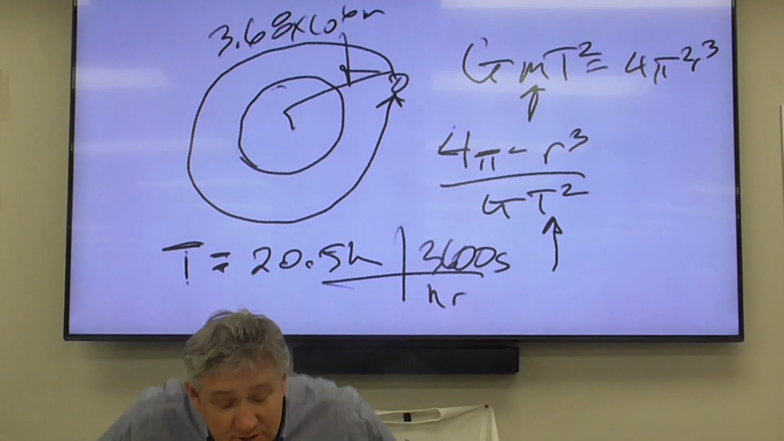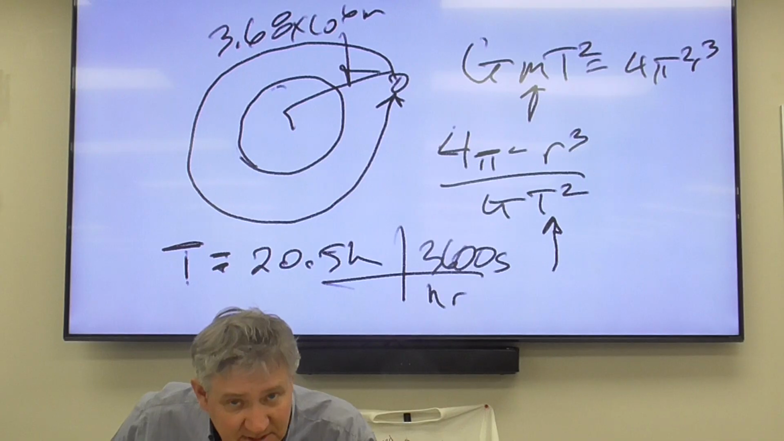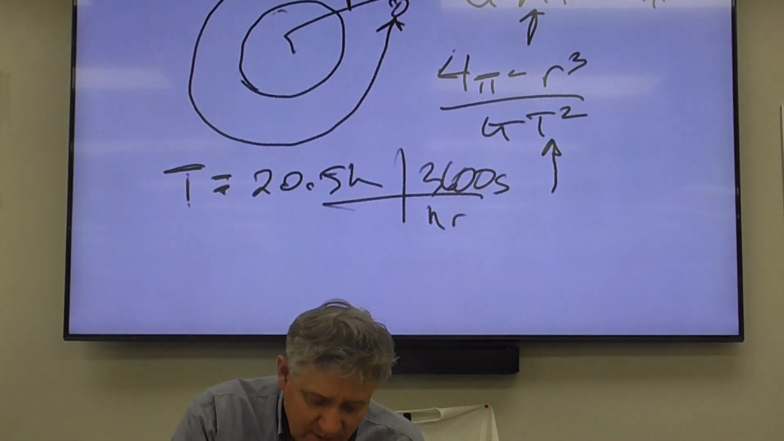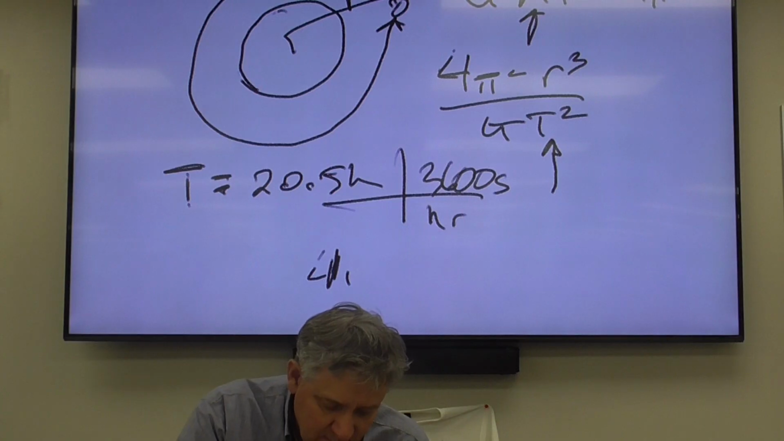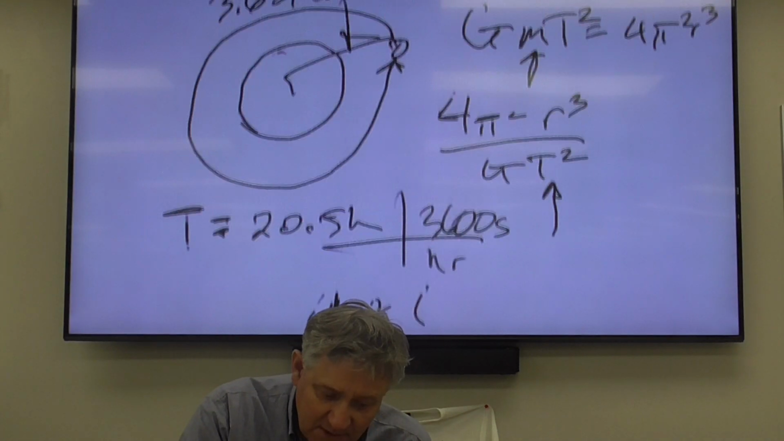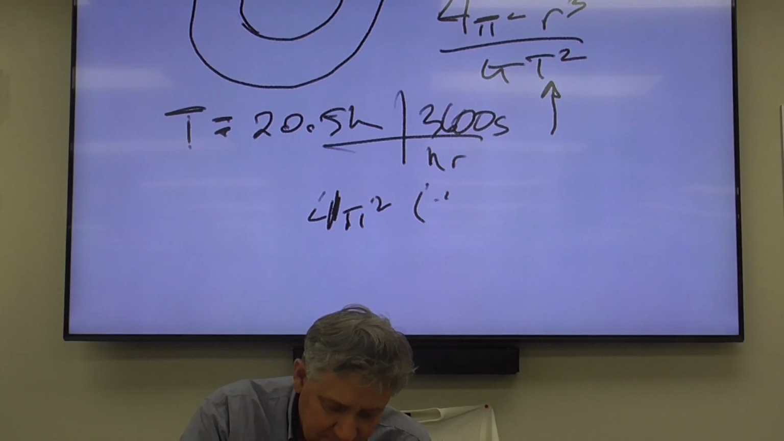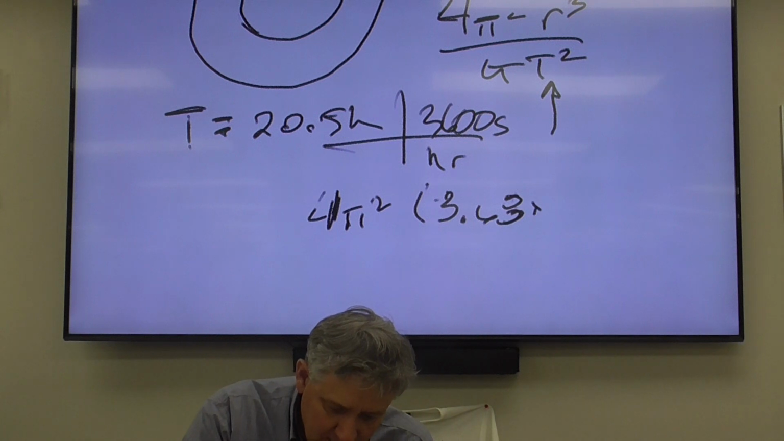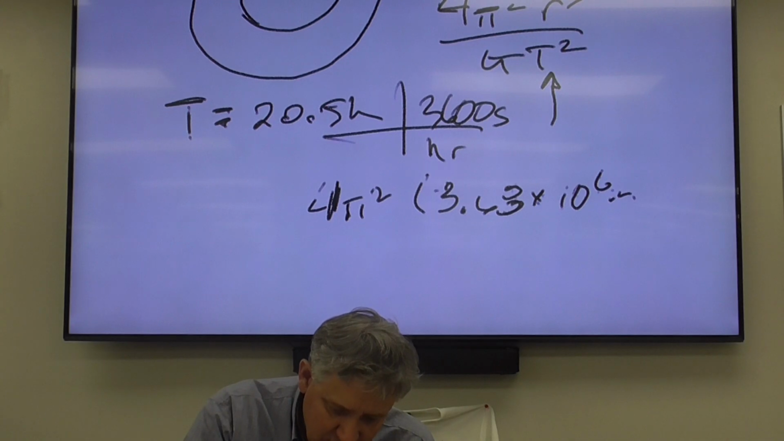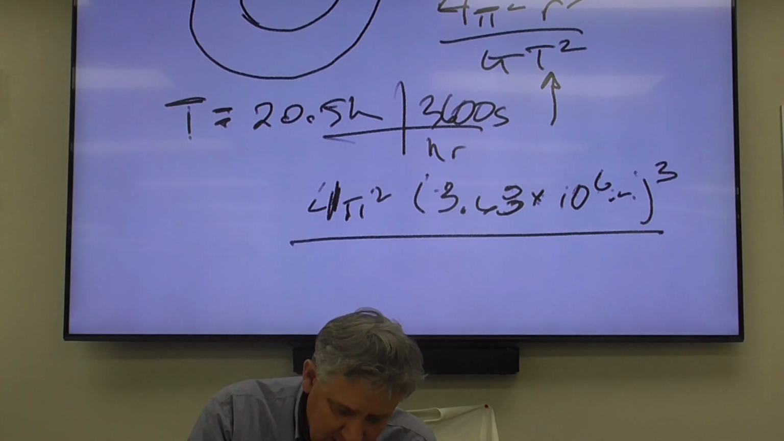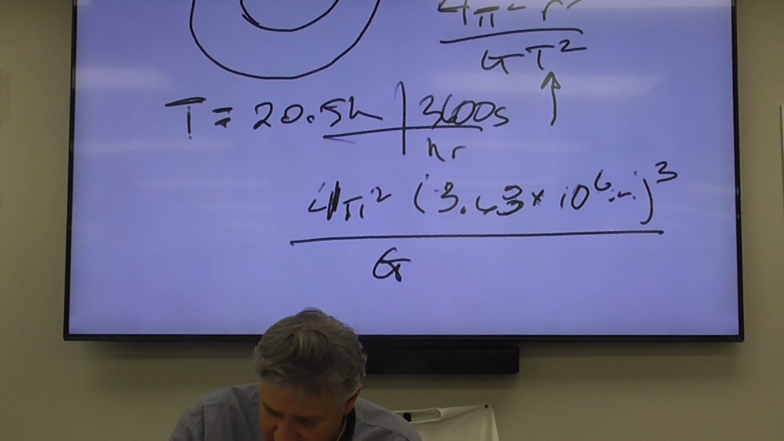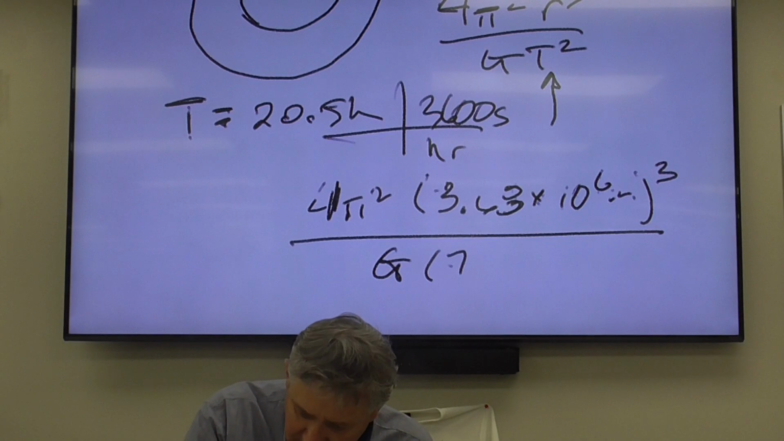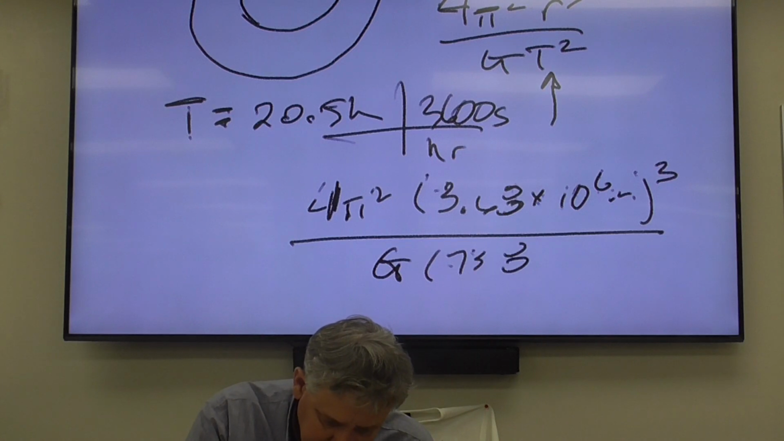When you do this conversion, do not round this number. You keep all of those digits in the seconds. So you're going to have 4 pi squared. You don't have to do anything with the radius. You play that straight up. 3.68 times 10 to the 6th meters, and that's going to get cubed, divided by big G, and then if you do that conversion, you get 73,800 seconds.